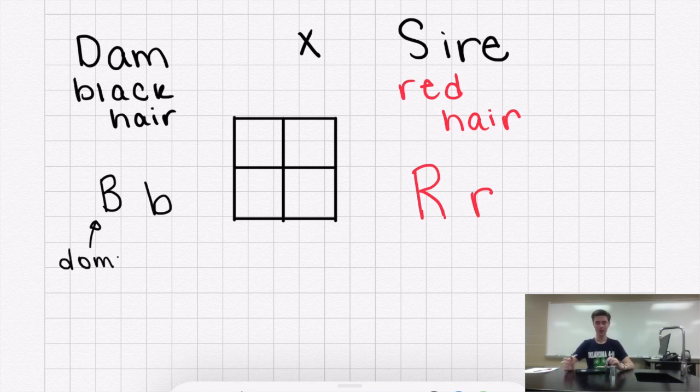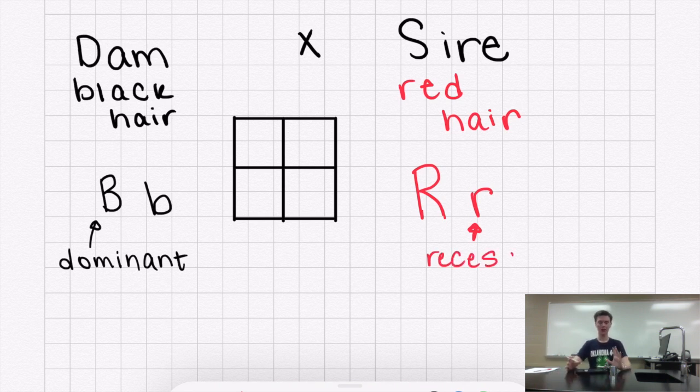For red hair, say that it's recessive. If you have a recessive red-haired gene, it means that you could be red-haired. However, if you have a different dominant gene, then it will kind of stay back. It will recess, hence the name.